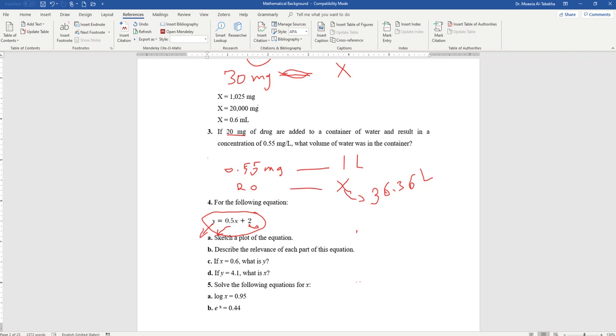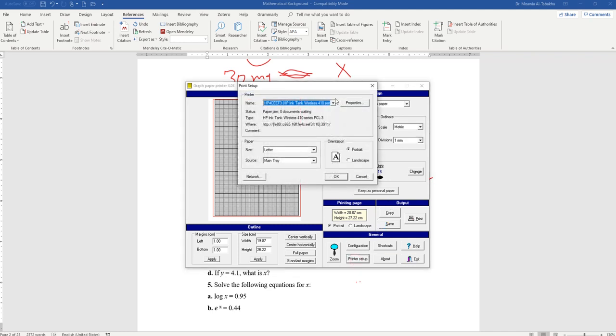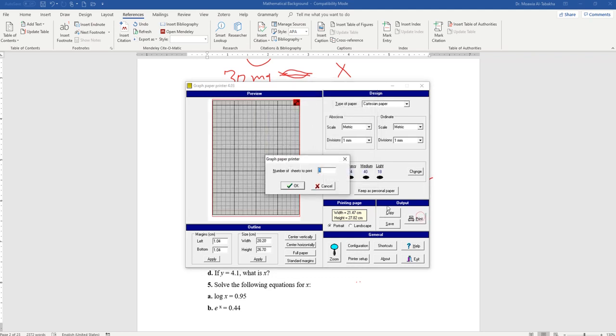I want you to look at the following. I already told you about using the graph paper printer. In this case, we are going to use normal graph paper, which is metric in abscissa and ordinate. And I will use 1 millimeter so that I get strong, precise lines that will allow me to put my data. I will configure the printer setup, and I will ask it to do it as Adobe. Then I will print. I want to see how it looks.